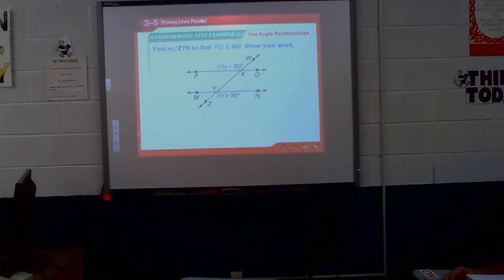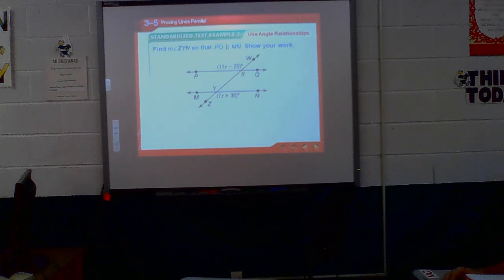So in this case right here, it says find the measure of angle ZYN so that PQ is parallel to MN. So they're basically saying prove that those two quantities are equal to each other, and if they are, then your lines are parallel. So what relationship does this quantity have with this quantity? Alternate exterior, right? So if they ask you for a y, then that would be your y, but you should really say the converse of alternate exterior, because we're going backwards of it.